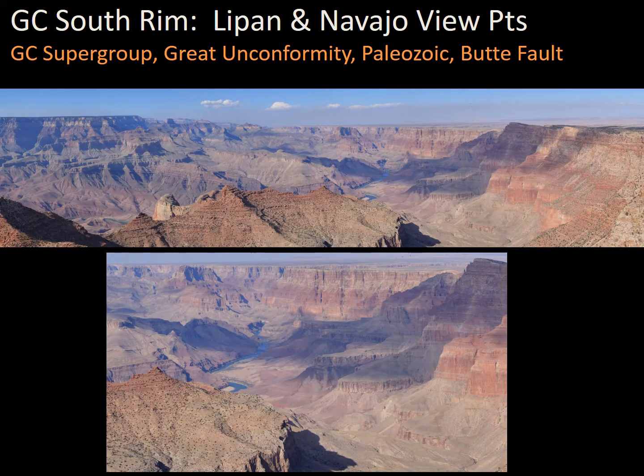Let's move over to Navajo Point, which again offers really spectacular views, especially those looking up the eastern part of the Grand Canyon. So let's zoom in on roughly this box, and that's what we see below. And again, another good example of the Great Unconformity as an angular unconformity.